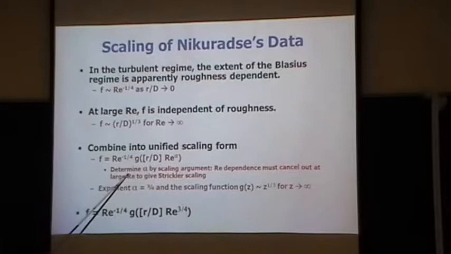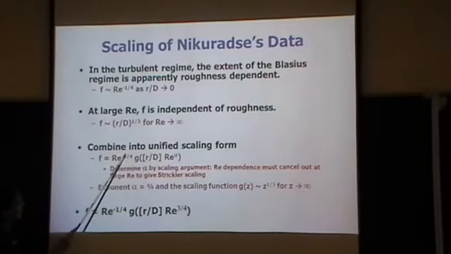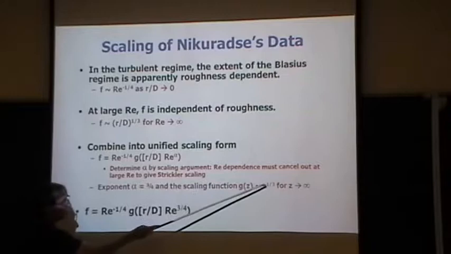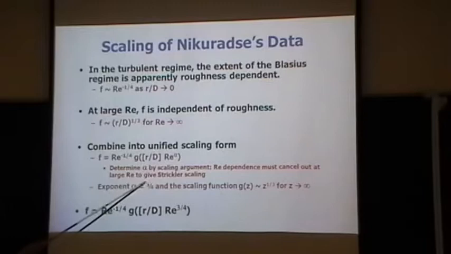Now we determine alpha by the scaling argument. We want that at large Reynolds number, the Reynolds dependence here and the Reynolds dependence here must cancel out at large Reynolds number in order to give the strictest scaling. And that says that G has to go as its argument to the 1/3, for large values of its argument, and this explains alpha had better be 3/4. And that's the final prediction for what you should get.